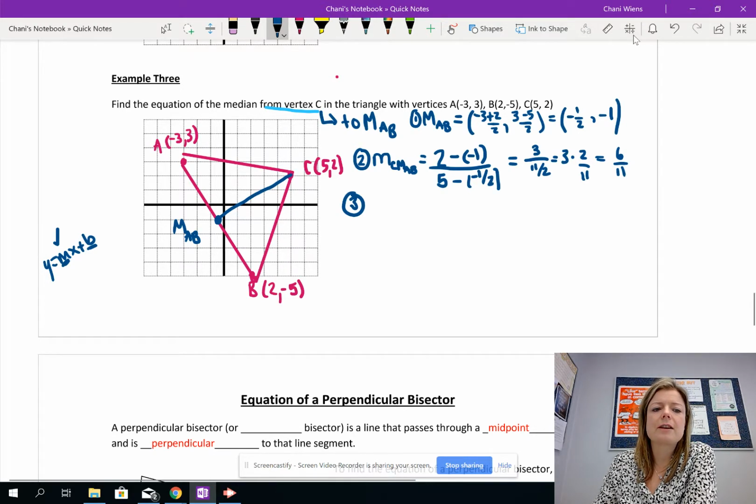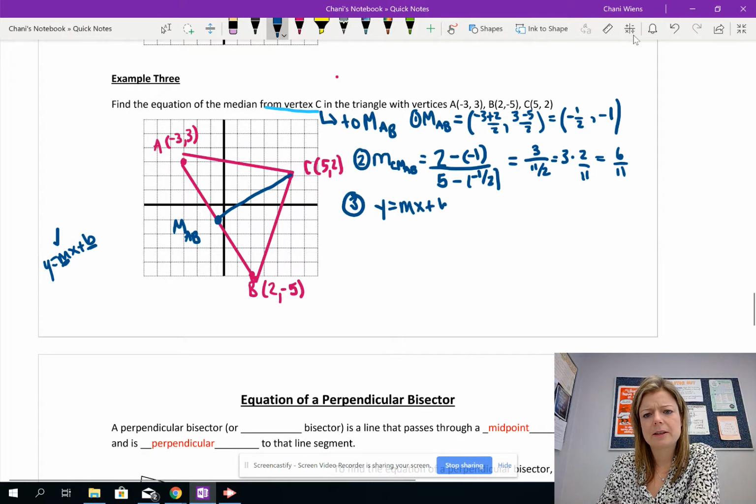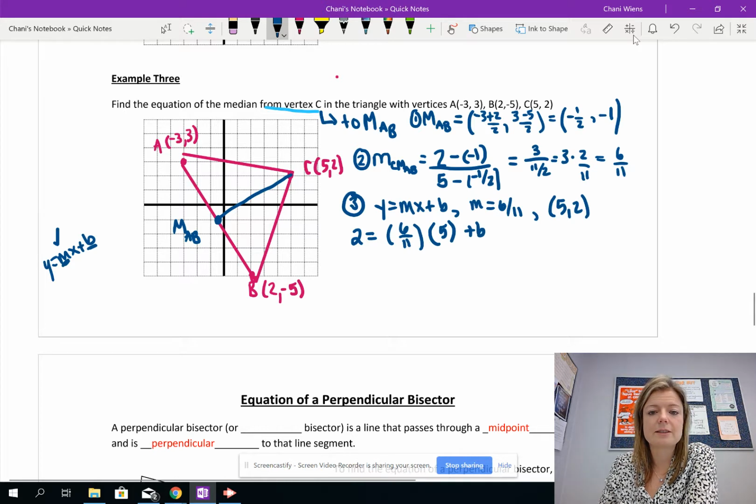So remember that to find the y-intercept of a line, if we know the slope and we know a coordinate (x, y), we can just sub those in and solve for the y-intercept. Okay, so we can start our equation y equals mx plus b, and we can sub in our m of 6/11, and we can also sub in the point (5, 2). So x is 5 and y is 2. So we can put 2 equals our slope, 6/11, times our x, 5, plus b. Now we just need to solve for b.